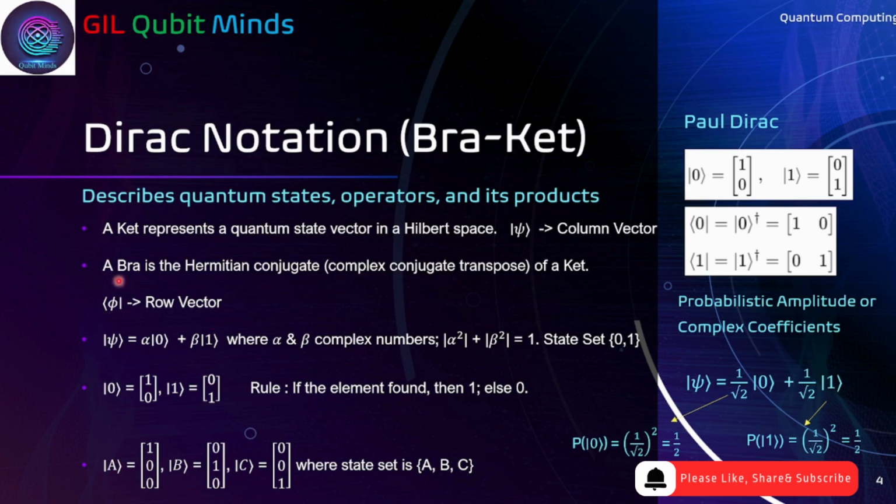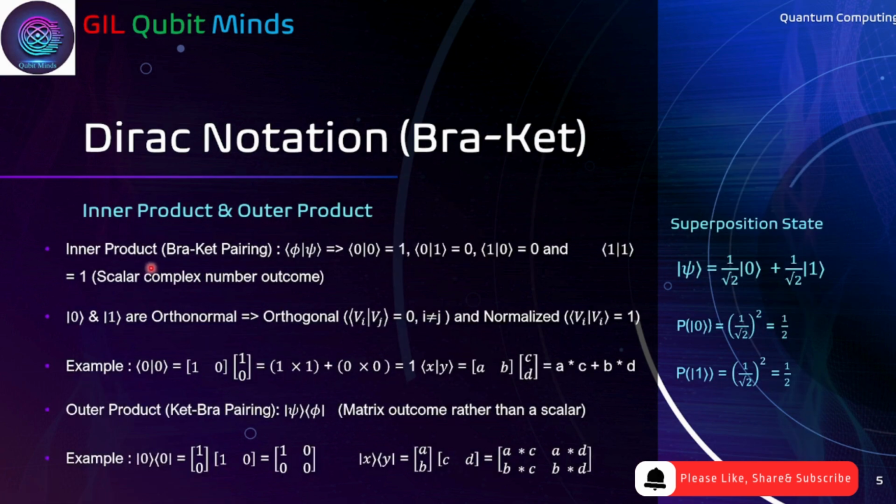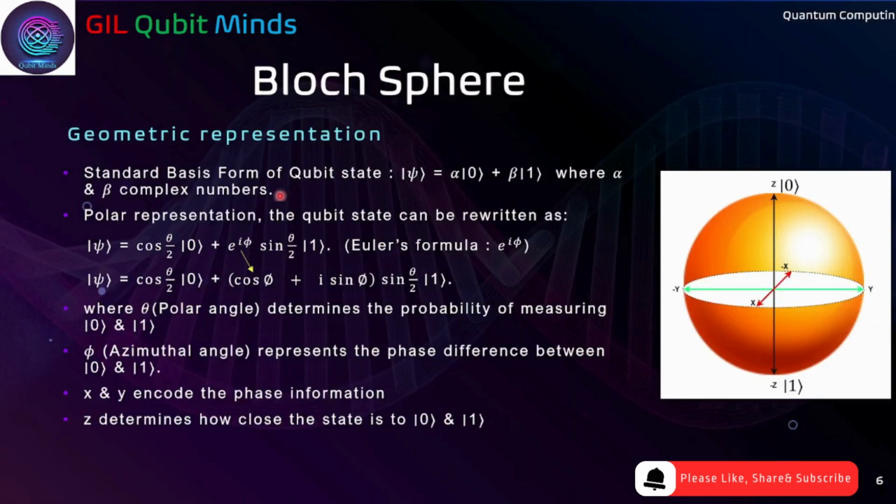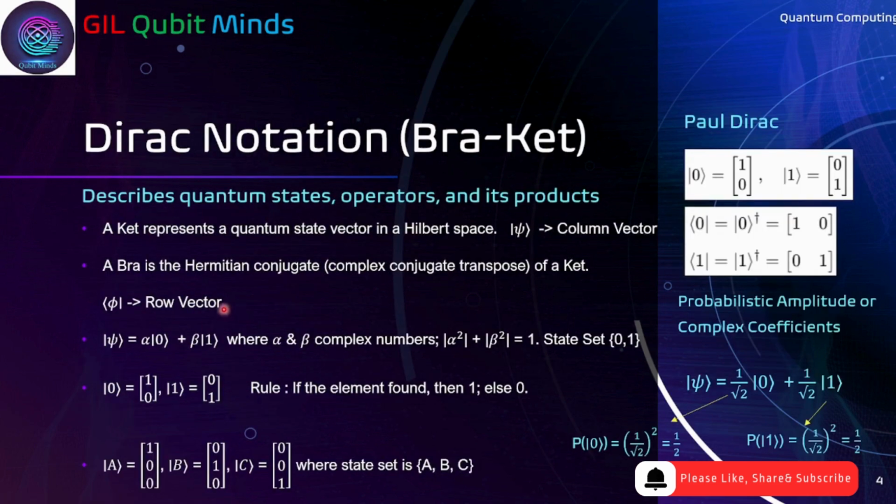So for Bra it will be a row vector. Now here this is the general form. So here we will see this is the standard basis form. In this standard basis form we are multiplying alpha with 0 Ket and beta with 1 Ket. This alpha and beta is a complex number, so we can call it a probabilistic amplitude or complex coefficient also.